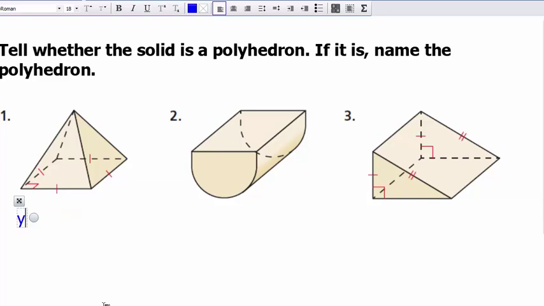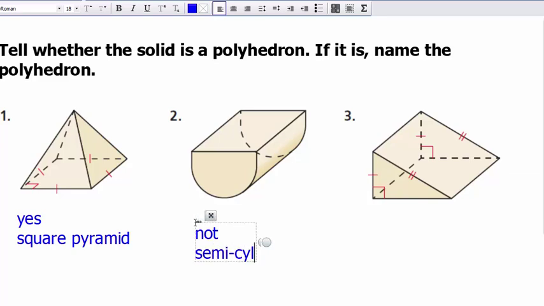Okay, again, this is a polyhedron because all sides are flat. It is a square pyramid. This is not a polyhedron. I would probably call this a half or semi-cylinder. Half a cylinder. The 2 sides that are parallel are the triangles, so this is a polyhedron, and it is a triangular prism.